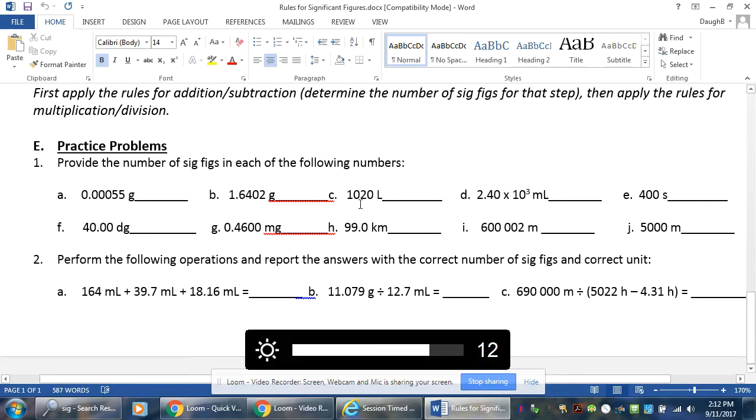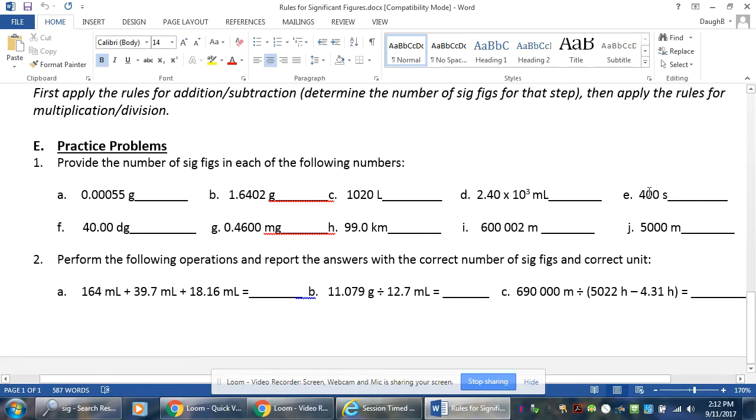E is sort of the same as C here. These zeros fall to the right of the number, but before an understood decimal. Therefore, they're just placeholders, and they're not significant. So this only has 1 significant figure.